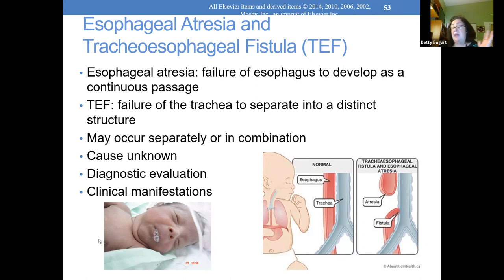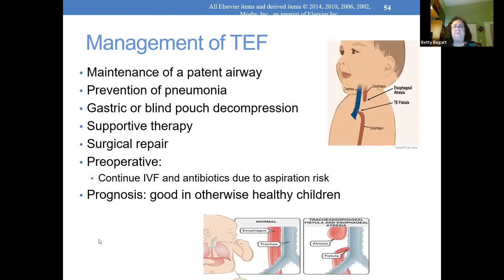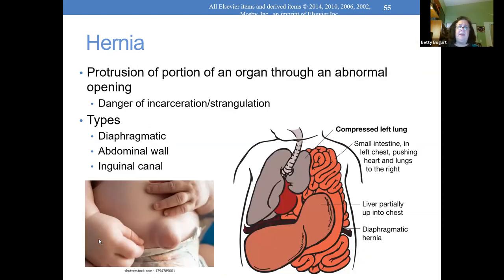So we treat them with the bed elevated. We're going to put them NPO. We'll have suction at the bedside. And these children will be placed on IVs and antibiotics because they're always aspirating no matter what you do. They're always going to aspirate into their lungs. So to prevent pneumonias, we're going to have them on antibiotics. So basically what I just said: keep your airway open, watch out for that pneumonia, and put the kid on IVs and antibiotics. And these kids, once fixed, do well. They usually wait a little while to fix them, so they're older and bigger, so there's more to work on.